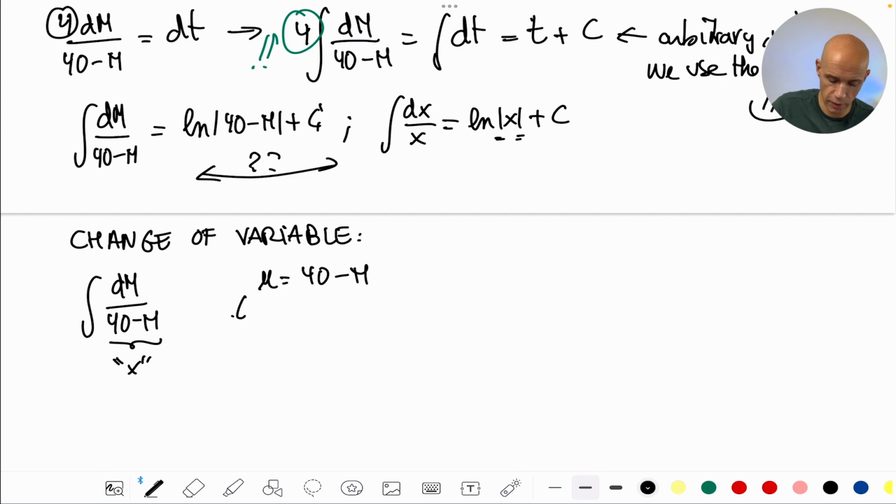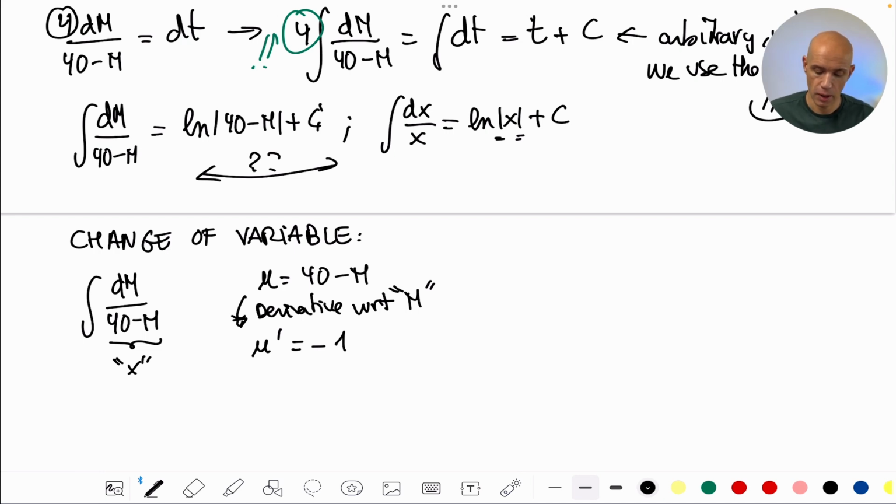So if you compute the derivative here, what you get is u prime equals minus, and then you derive with respect to your variable, which is m, minus 1. That's it. So with respect to m, not x or t or whatever, just your original variable, m, minus 1.